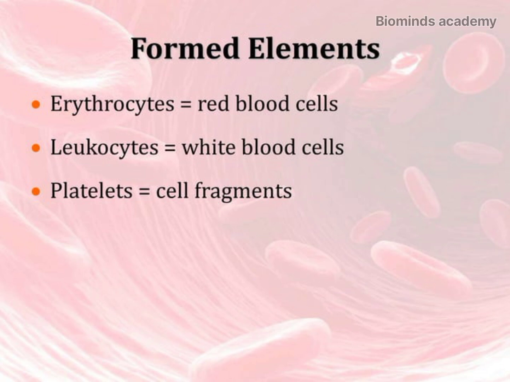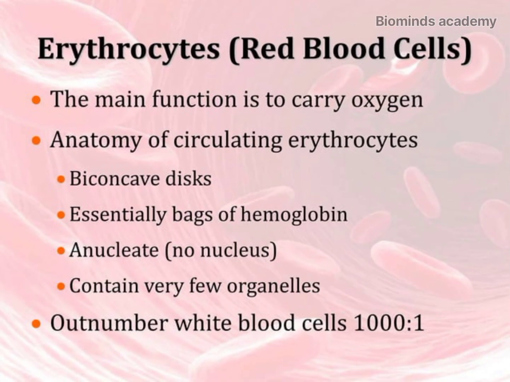The blood is formed by elements such as erythrocytes, that is red blood cells, leukocytes, that is white blood cells, and platelets, which are cell fragments. First up, let's meet the red blood cells or erythrocytes. These tiny disc-shaped cells are packed with hemoglobin, a protein that carries oxygen from the lungs to every cell in the body. So the main function of erythrocytes is to carry oxygen.